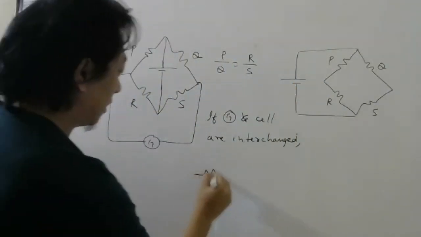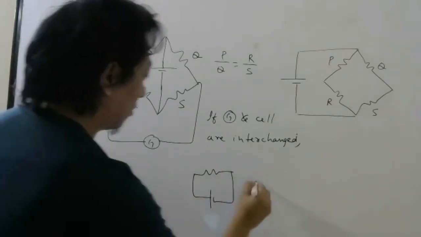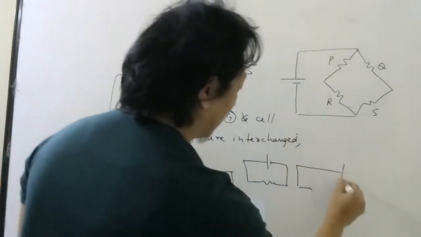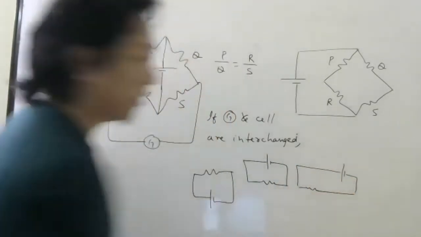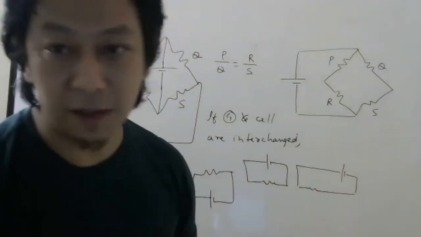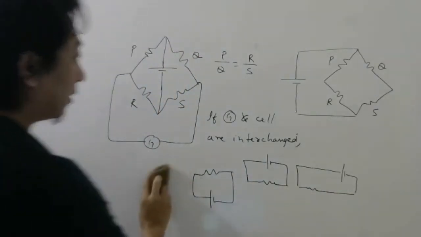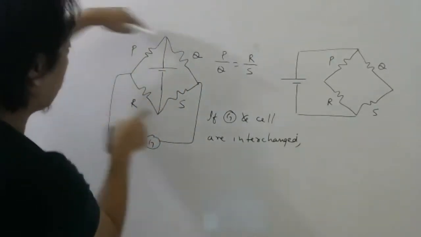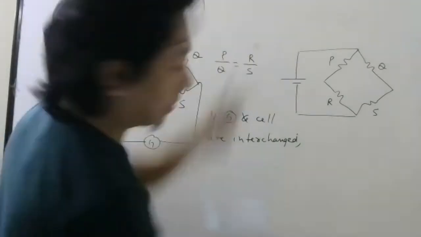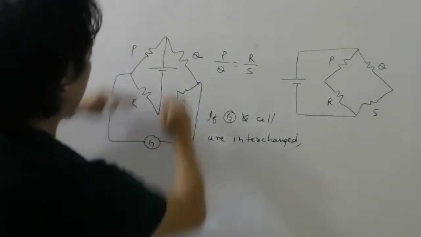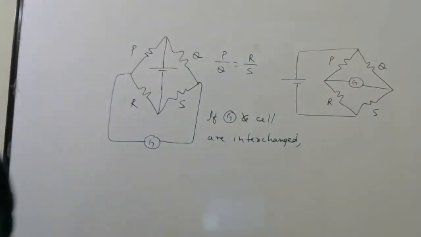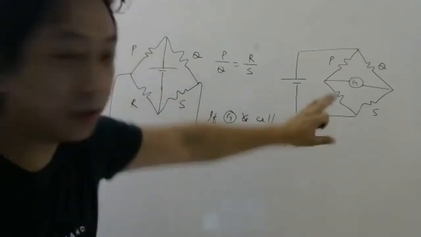If you have a resistor, whether you connect the battery this way or you connect the same battery some other way like this, it doesn't matter. Same current will flow in each one of them if the battery is the same. So I'm going to connect the battery, which is here, this way. The point should be same. And this galvanometer I will show inside, like this. So after interchanging, I can show this way. Now you turn this one like this.